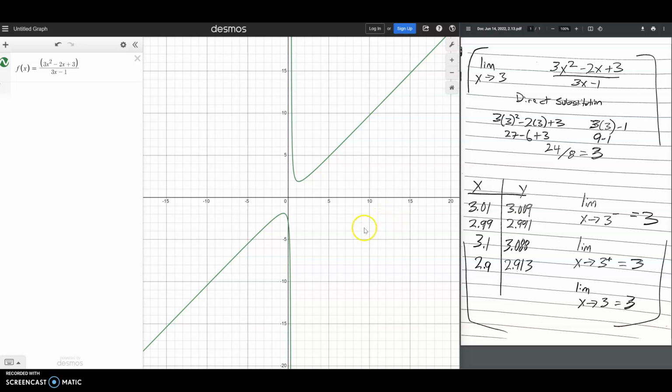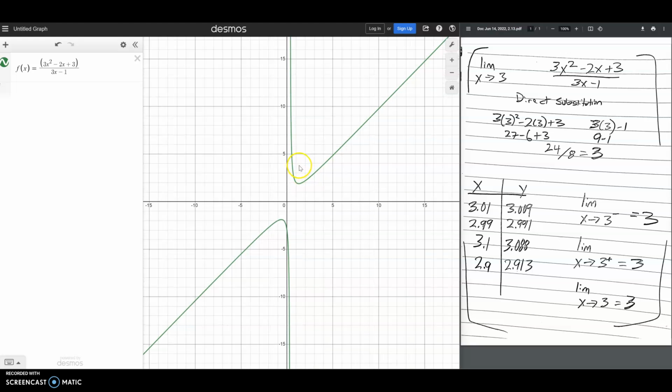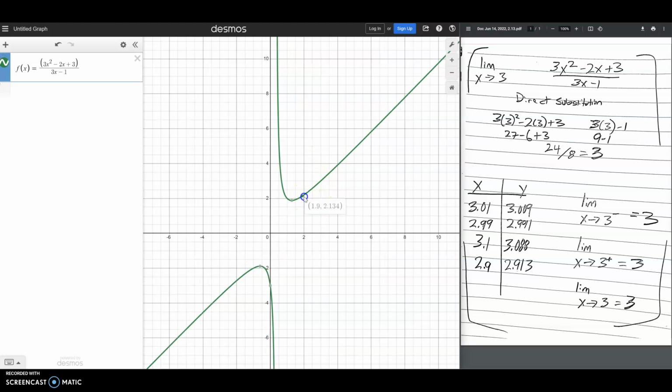When we look at Desmos on the left side here, we can see with the value of 3, if I were coming from the left like this, then when I reach 3, there's my x and y. And if I came from the right like this, there's my 3 again. So this is not a continuous limit, but this does have a limit of 3, as we've shown here in this example.